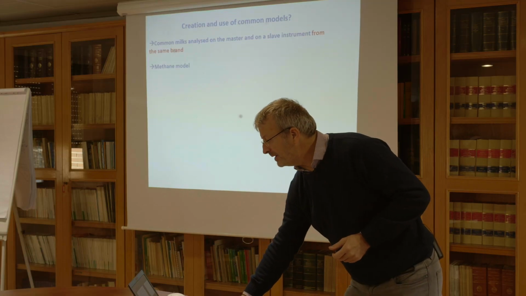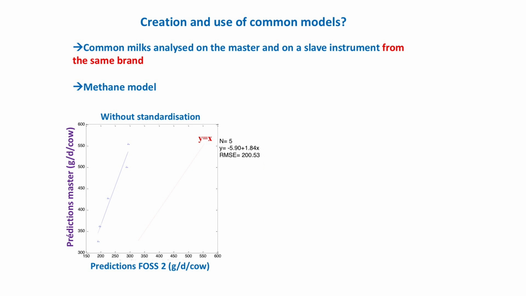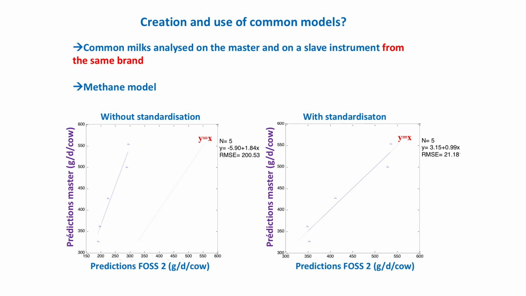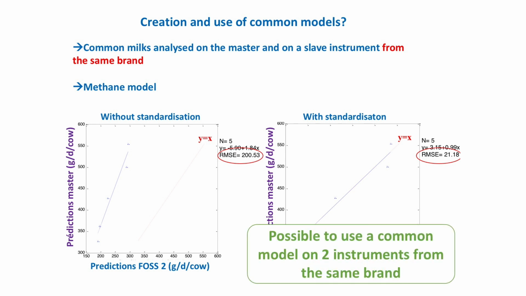And now, it was the figures for the two first apparatus using common models. And you remember that it doesn't work without standardization. And now, if you use a standardization process, you can see here that it decreases a lot our root mean square error, from 200 in this case to 20. It decreases a lot this problem and improves the precision. It means that now it's possible to use the common models on 2 instruments from the same brand.